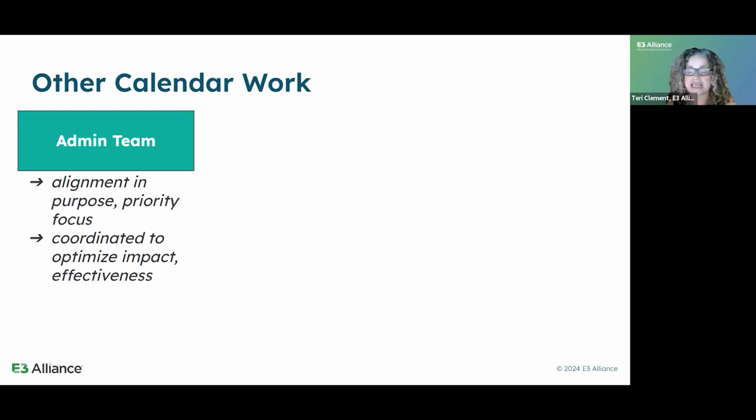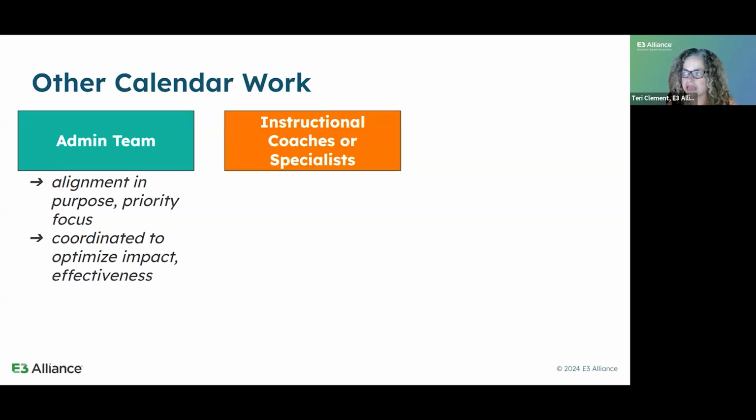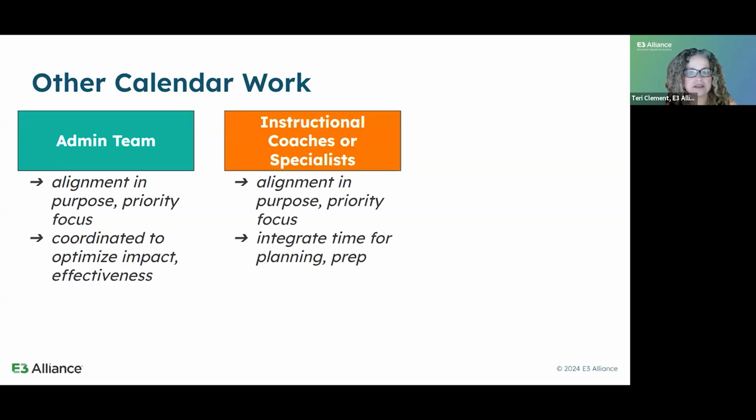So admin teams can absolutely increase their effectiveness by coordinating their calendars, and then the calendars of other instructional leaders on your campus, whether that's coaches, specialists, or maybe even teacher leaders. Just make sure that their time is calendared and aligned with those same priorities. If we are all prioritizing the same things, we have a better shot at getting it done, especially through the implementation dip that will inevitably come in the fall.